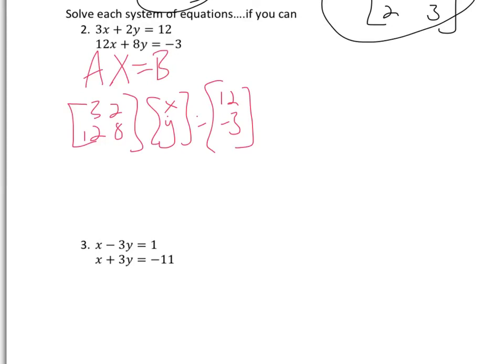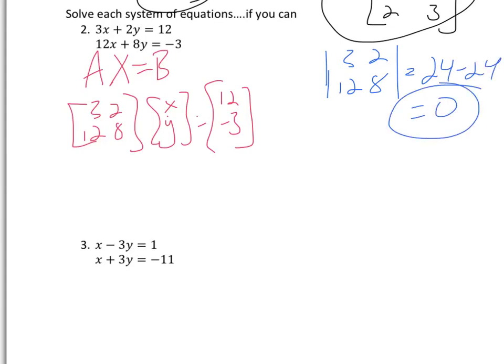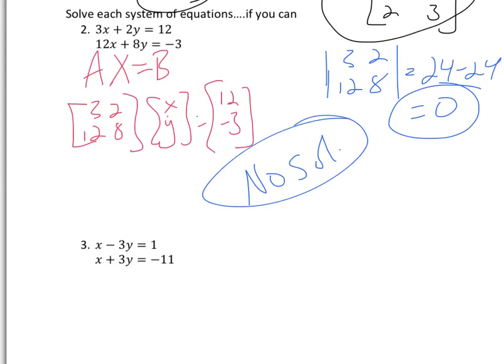So let's start with the determinant. We've got the determinant of 3, 2, 12, 8 equals 24 minus 24 equals 0. Because our determinant is 0, we can't do it. There's no inverse, so we're not going to get an answer. No solution. That's a nice, easy one.